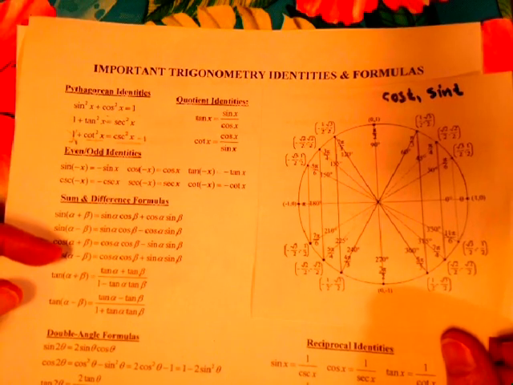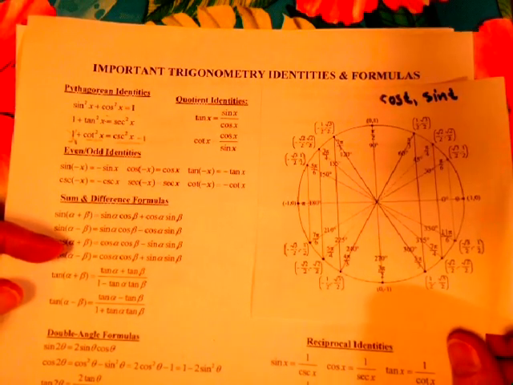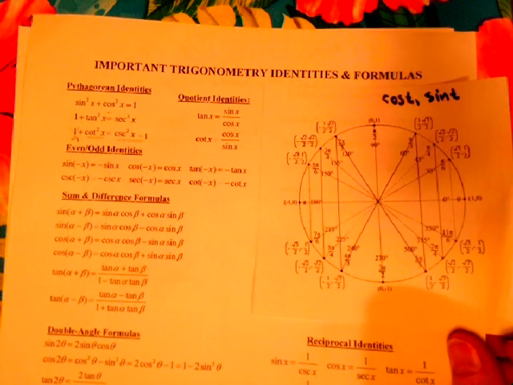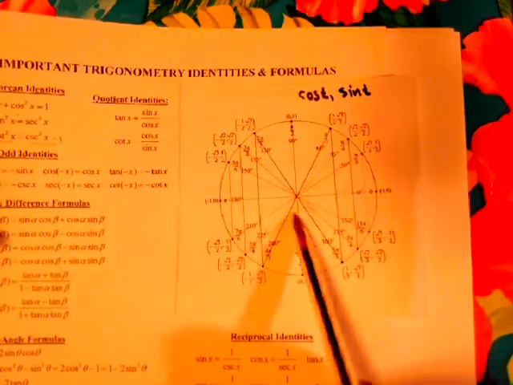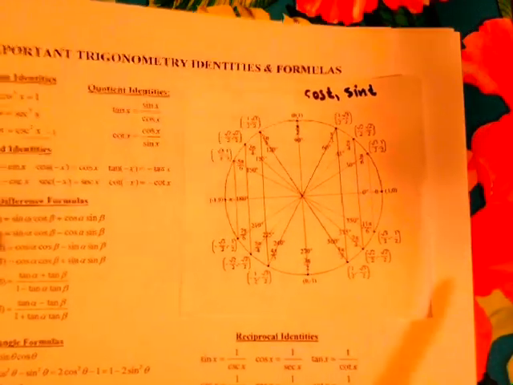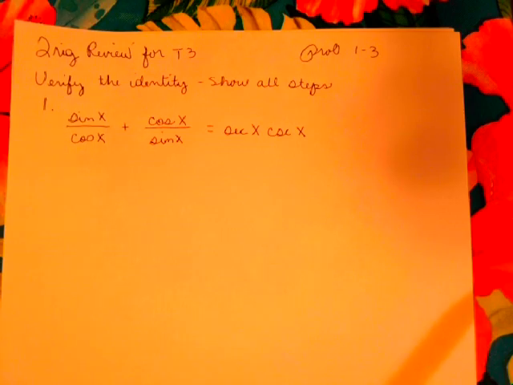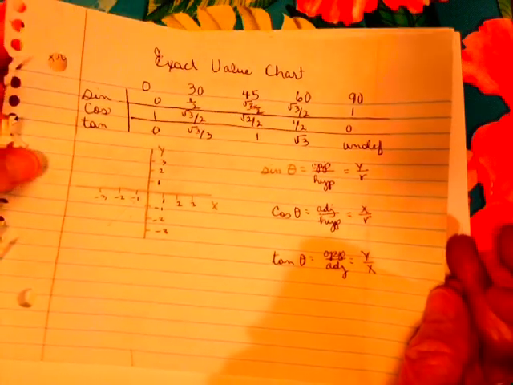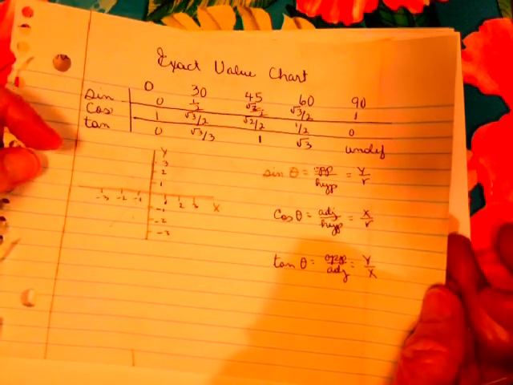We need to have handy our identity sheet so that we can refer to it for some of these changes that we need to make. We also need to have our unit circle handy and our exact value chart. If you have these three things, you ought to be ready to do this study guide.